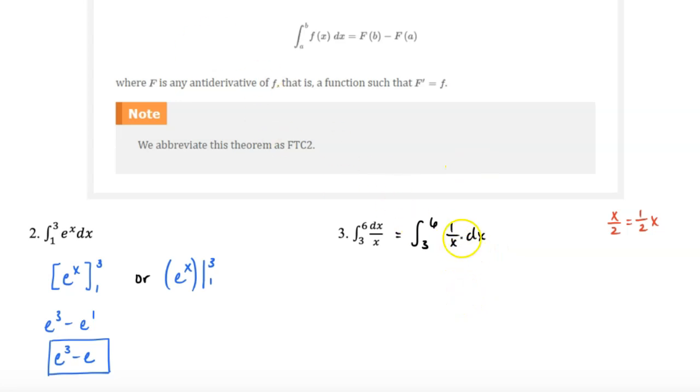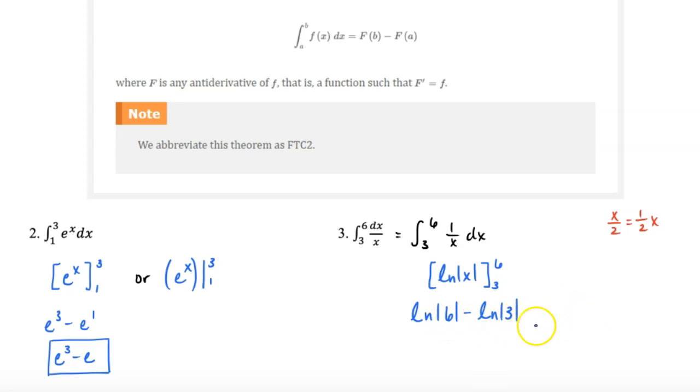And now I'm remembering the antiderivative of 1 over x, and I know that this is going to be the natural log of the absolute value of x. So I've taken that antiderivative, I've gotten rid of the integral, so I've integrated. And now I'm just going to take this from 3 to 6, meaning I'm going to plug in 6. And so I've got the natural log of the absolute value of 6 minus this function evaluated at my lower bound, which is the natural log of the absolute value of 3.